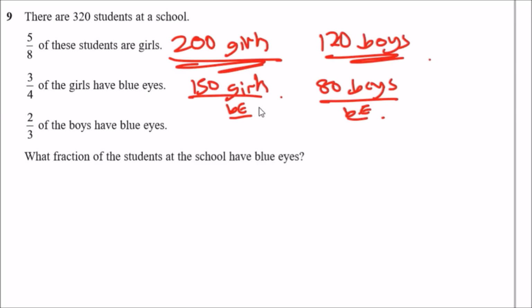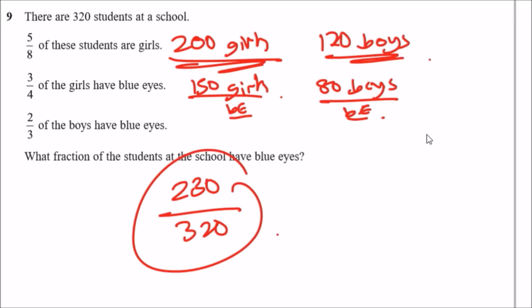Now, what fraction of the students at the school have blue eyes? Well, we can see altogether we have 150 and 80 boys and girls. So that's altogether, if you add them up, you should get 230 students that have blue eyes. And we know there were exactly 320 students at the school. So this would be the fraction of students with blue eyes.